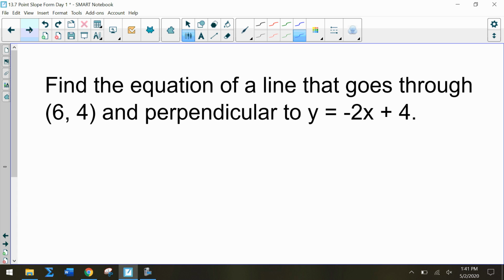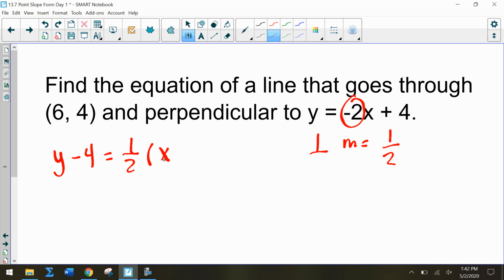Okay, let's find the equation of a line that goes through (6, 4) and is perpendicular to y equals negative 2x plus 4. So if it's perpendicular to this line, that means the slope has to be an opposite reciprocal. So opposite is positive, and then the reciprocal is 1/2. So we can rearrange it into y minus 4 equals 1/2 times x minus 6.